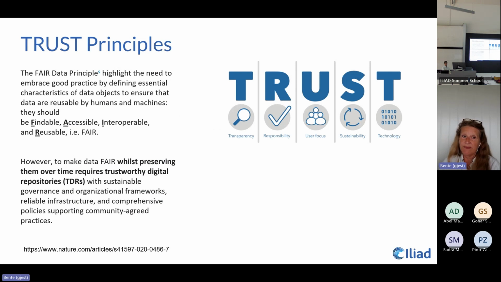And then TRUST principles, of course, to make the FAIR principles and the other principles apply, you also need to preserve them over time, and that requires trustworthy digital repositories. And these will need to have sustainable governance, an organizational framework, a reliable infrastructure, and comprehensive policy supporting community agreed practices. So you see here, they are complementing the two others, some overlap, but mostly complementing.